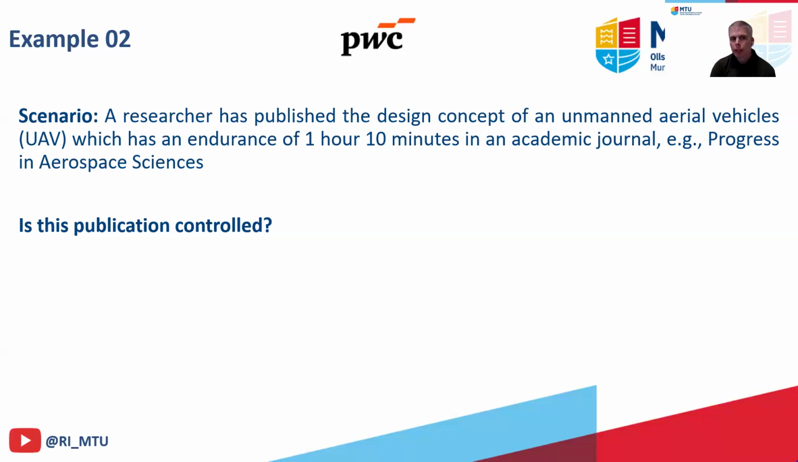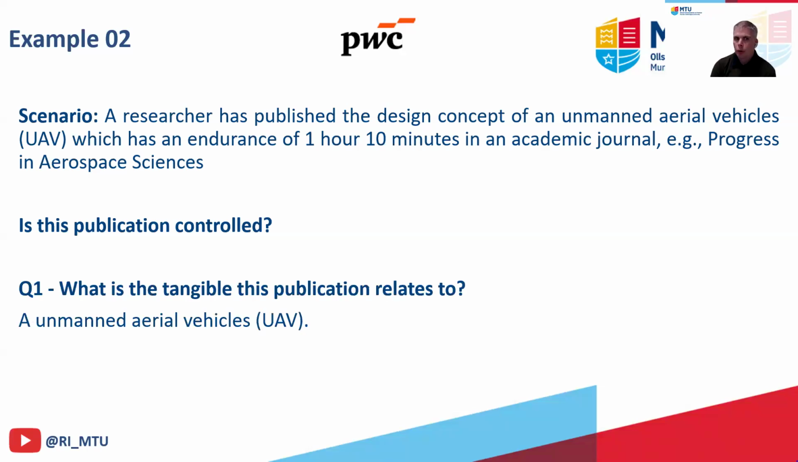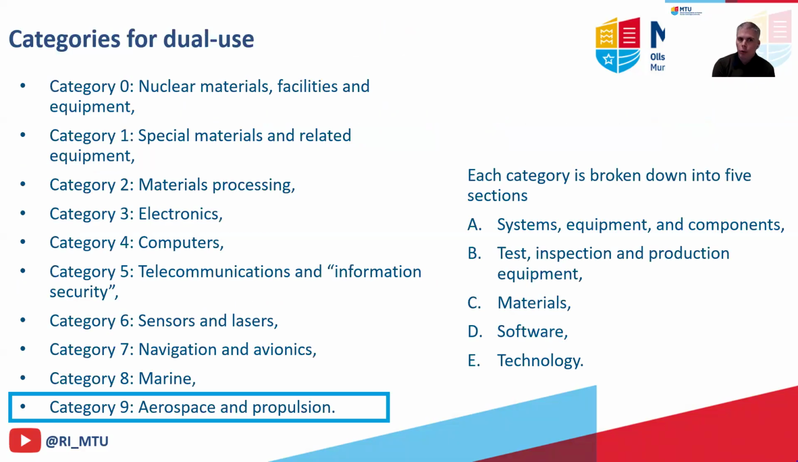But is this publication controlled? Well, what's the output here, or what's the tangible? The tangible is an unmanned aerial vehicle, which is essentially a drone. That's what a drone would be, an unmanned aerial vehicle. When you look at an unmanned aerial vehicle, what category would that fall under? That would fall under category 9, aerospace and propulsion. And what section are we looking at? Actually, it's the same section as we did before, which is systems, equipment, and components.